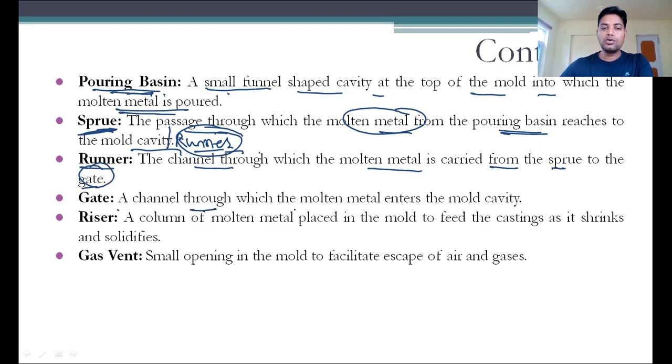The gate is a channel through which the molten material enters the mold cavity. After the runner we keep the gate, and then there is the mold cavity. The riser is a column of molten metal. It's a kind of opening area, from which the molten material comes out. It is a column of molten material placed in the mold to feed the casting as it shrinks or solidifies. I will tell you that in solidification of casting, what shrinking means and then how it solidifies.